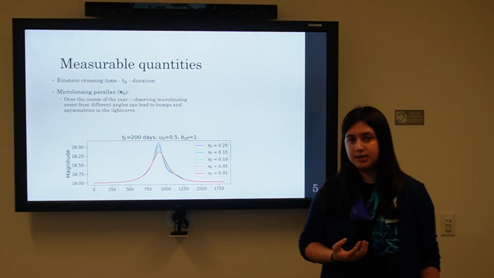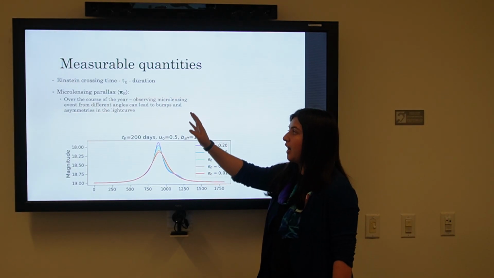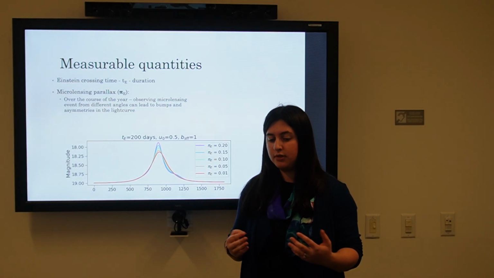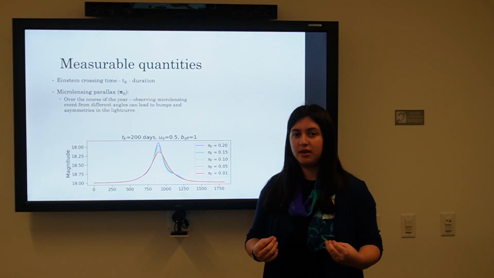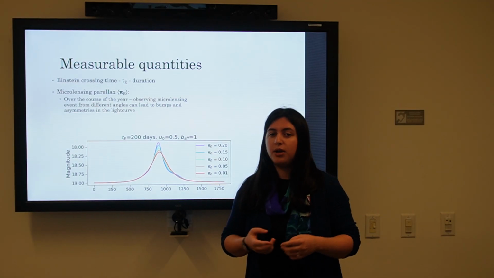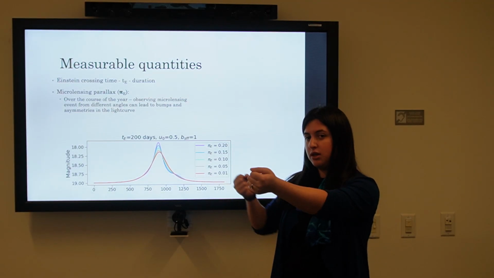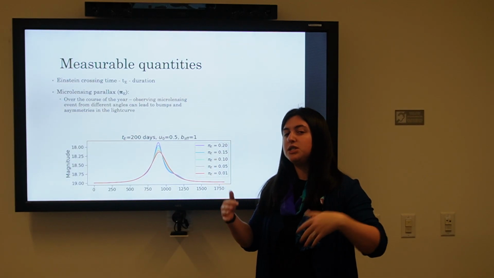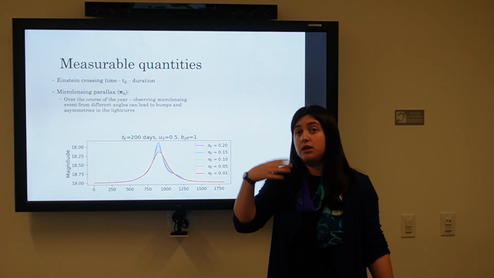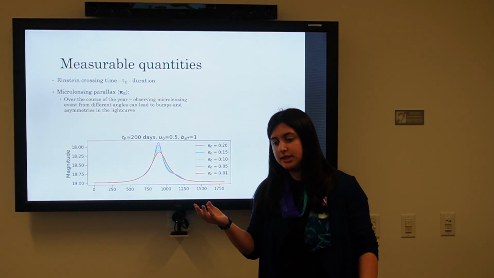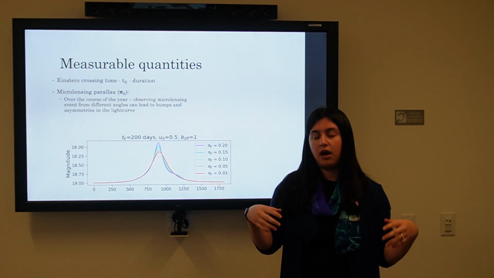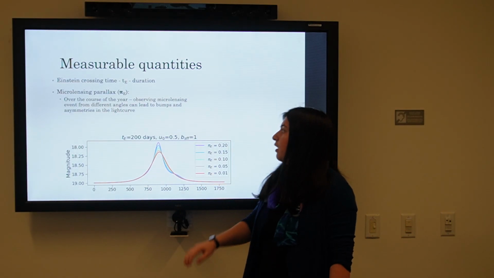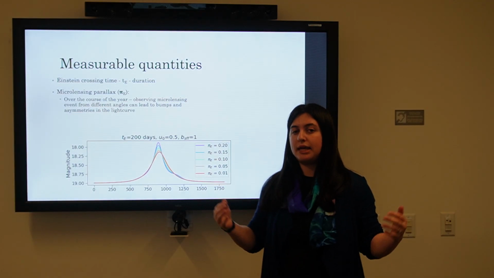There's a few measurable quantities that are relevant in microlensing. One is called the Einstein crossing time, or t_E, which you can think of as the duration of the microlensing event. This is dependent on the mass of the lens, but also the relative proper motions of the lens and source, and also the relative distances of the lens and source. So there can be degeneracies there, where, say, a slow moving object and a massive object can both produce a long duration microlensing event. There's also the microlensing parallax, or pi_E.